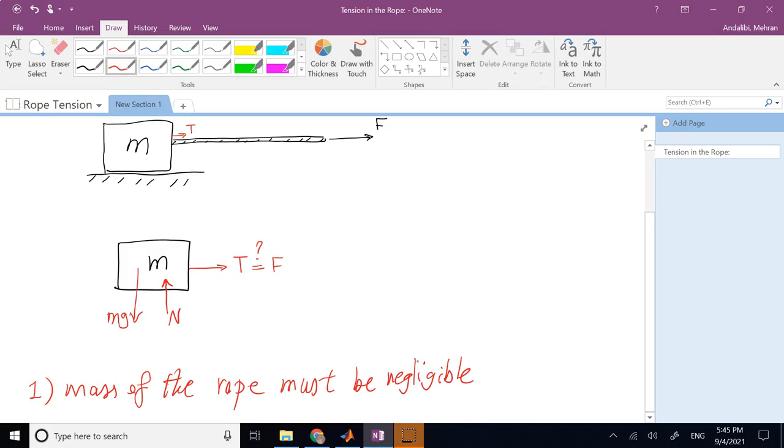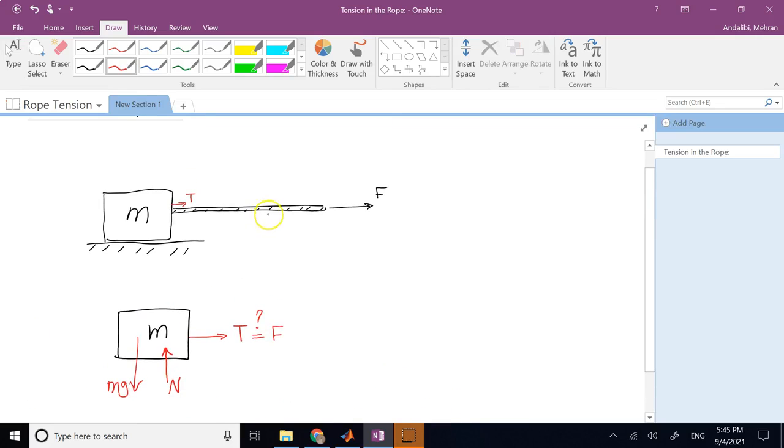So let's say here we assume that this rope has a mass. Let's say the length of it is L and the mass of it is M sub R. Then we can say the mass density of it, mu, is equal to M_R over L. Again, this is the mass density, or the mass per length.